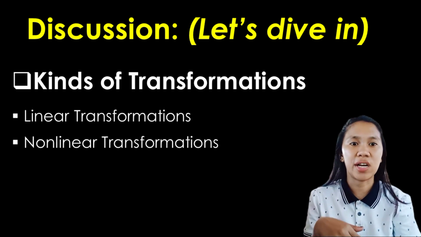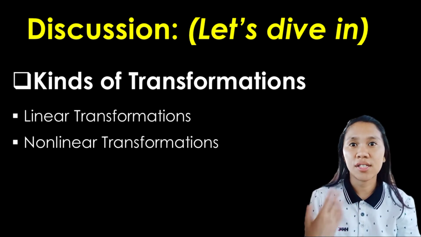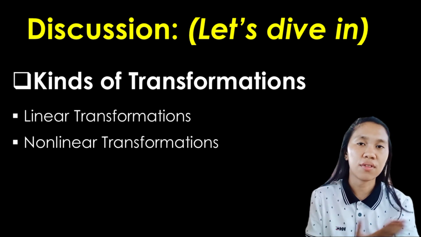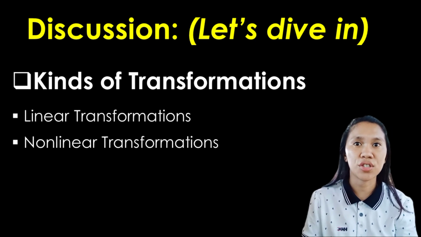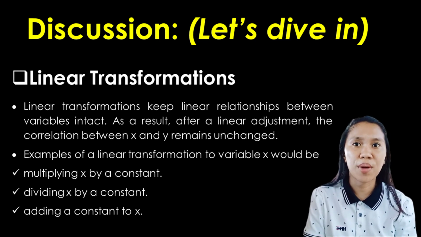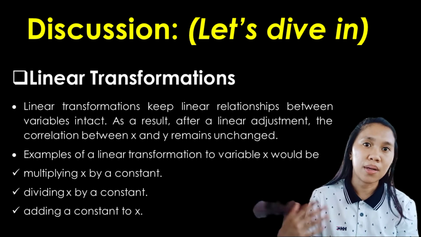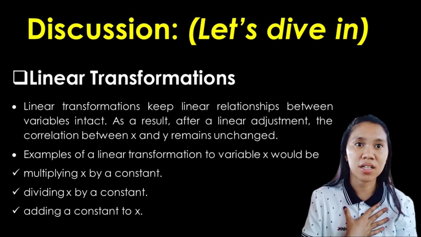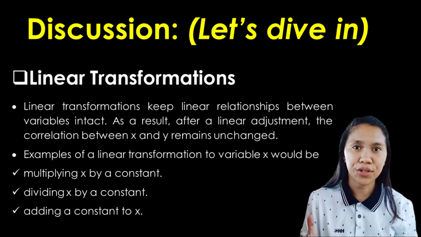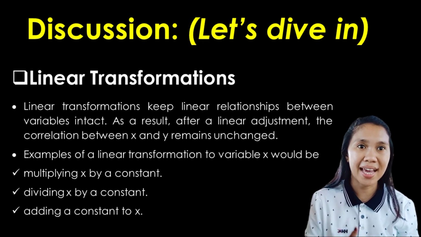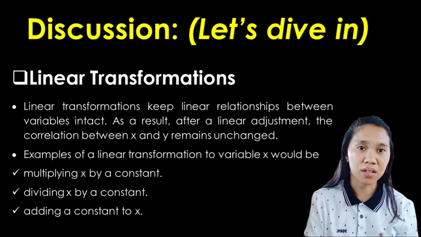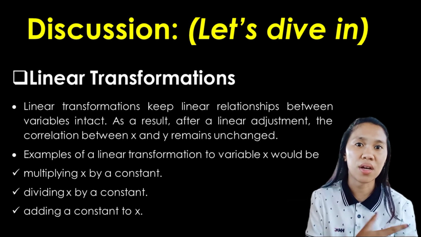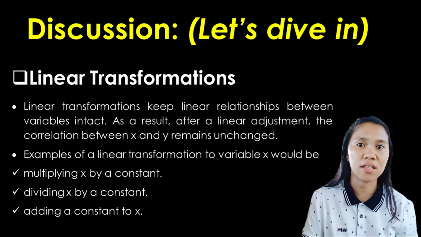Let's have the kinds of transformations. There are two kinds of transformation, which are linear transformations and non-linear transformations. So when we say linear transformations, it is to keep the linear relationship between variables intact. As a result, after a linear adjustment, the correlation between x and y remains unchanged. Examples of a linear transformation to a variable x would be multiplying x by a constant, second is dividing x by a constant, and the third one is adding a constant to x.